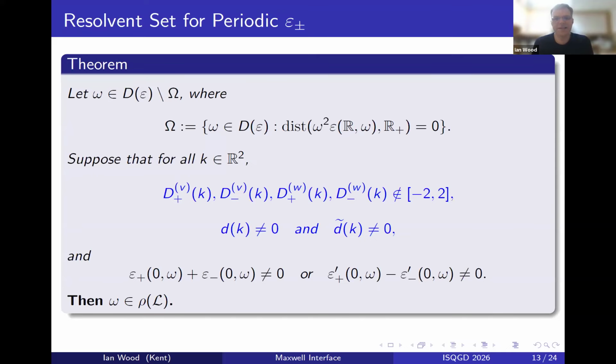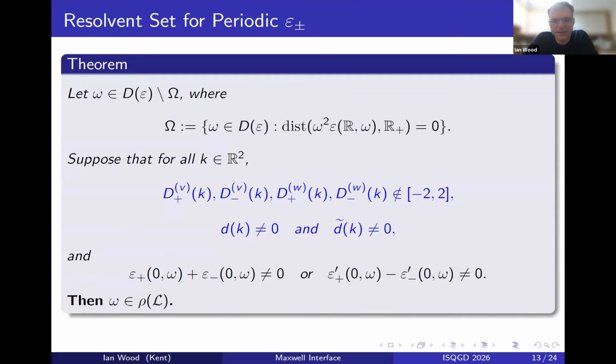All right. So now if we know that for all k in R2, the discriminants for the V problem and the W problem in both half planes are not in minus 2, 2, and the two Wronskian type quantities, the d and the d tilde, are not equal to 0, and there's an additional condition on the epsilons, or combinations of the epsilons at the interface, then if all of that is satisfied, we know that we're in the resolvent set.